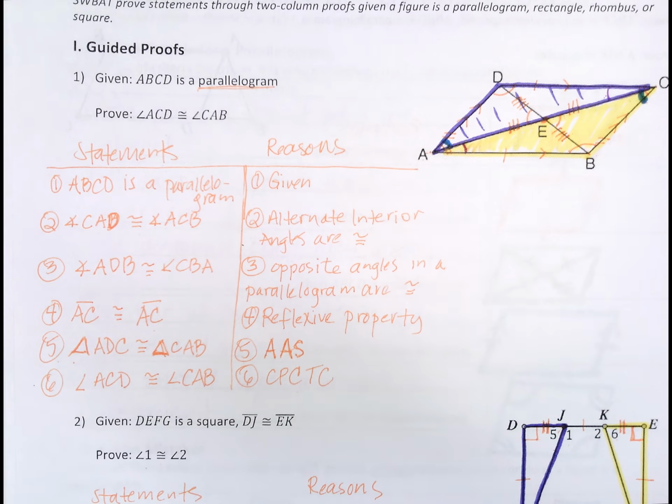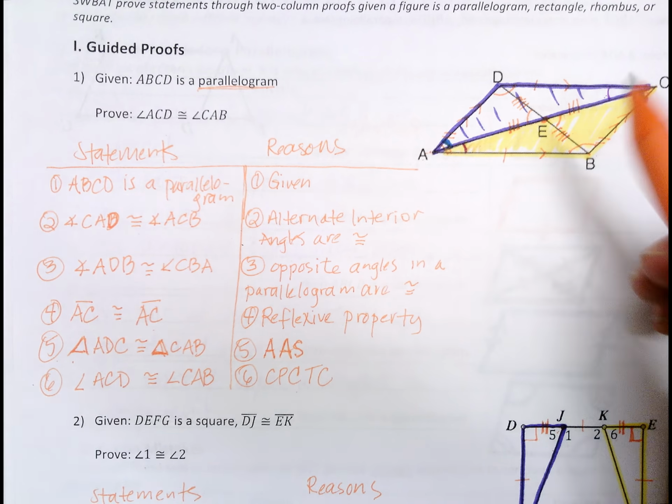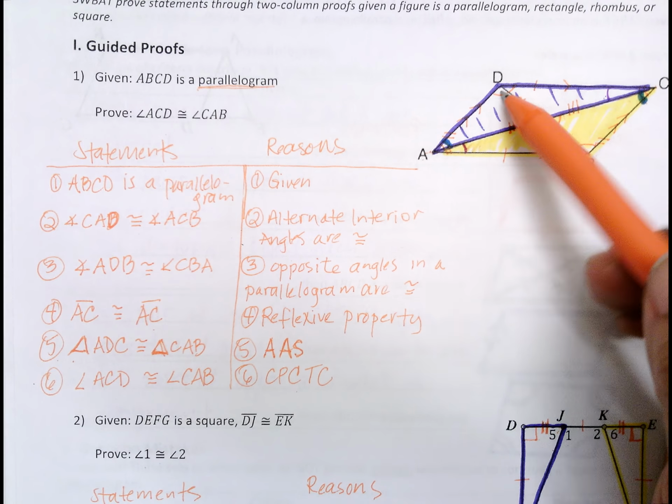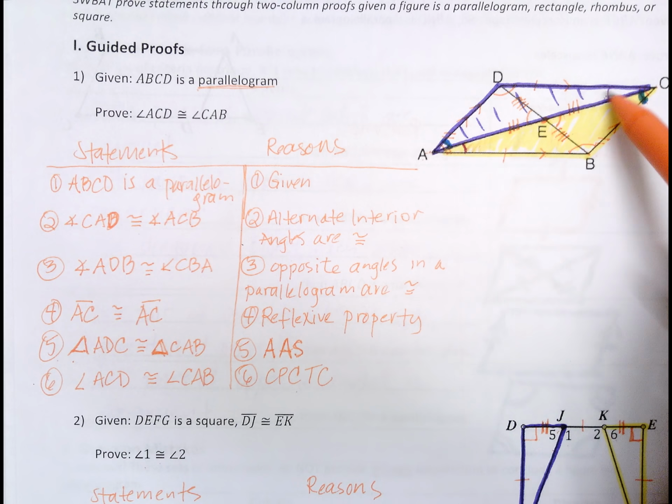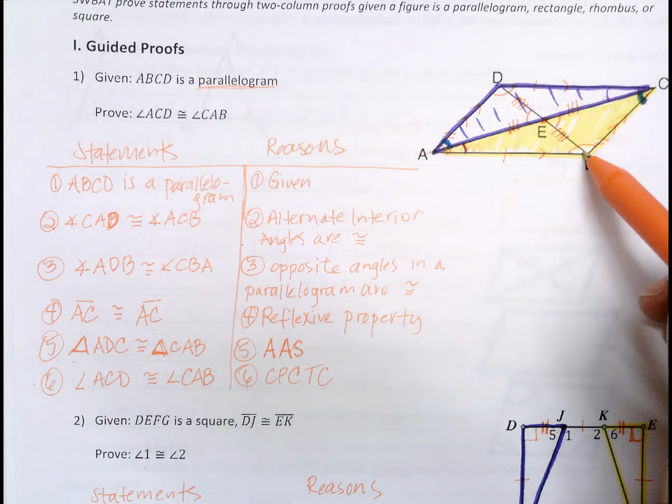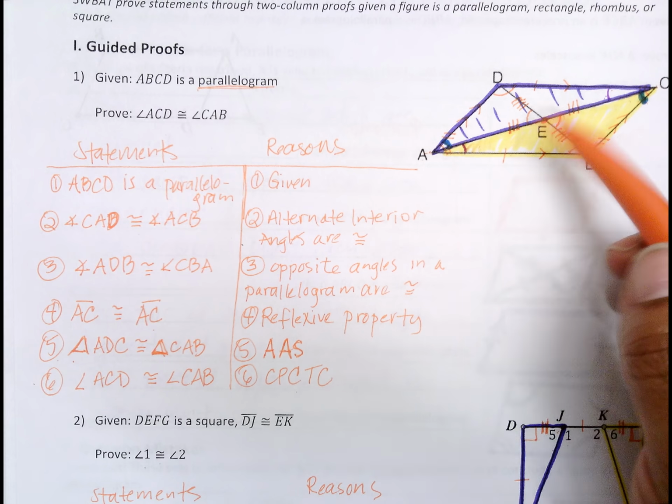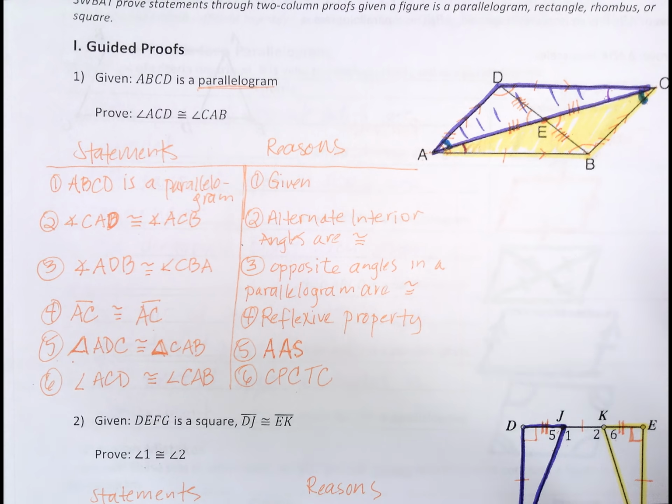So that's a little bit difficult to see, I guess, given the diagram. I'll show it to you again. Angle, side. Same thing here. Angle, side. Okay? Now, we're going to go through proofs a lot tomorrow.